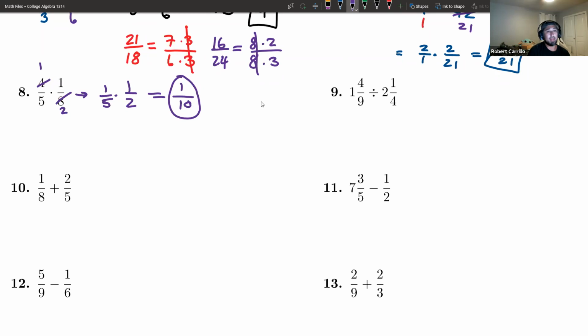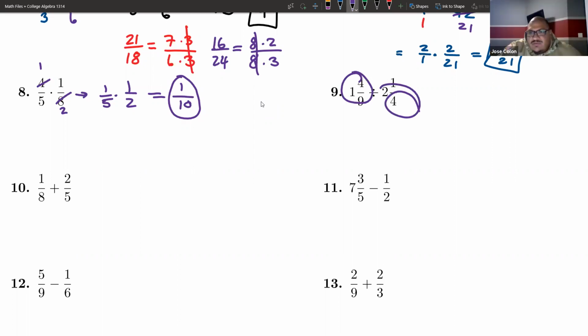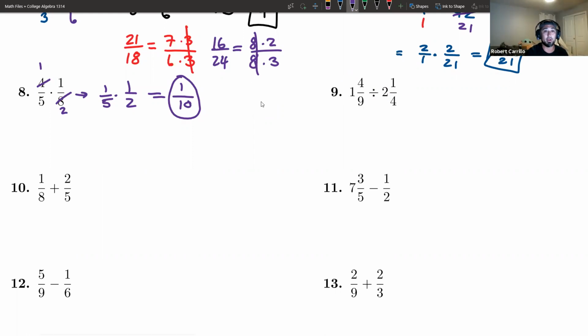Okay. Now we step it up a bit. 1 and 4/9 divided by 2 and 1/4. Oh boy. So we know we need to change from division to multiplication, but what else do we need to do here, guys? Change those to a mixed number. Good. Change them to an improper fraction. So let's look at this. 1 and 4/9. How do I change that to a mixed number?